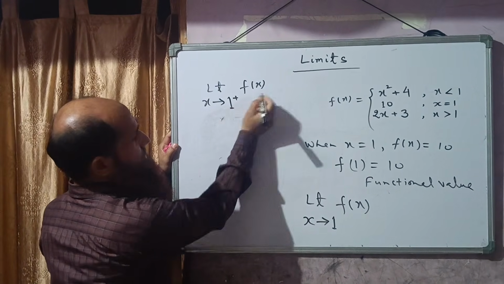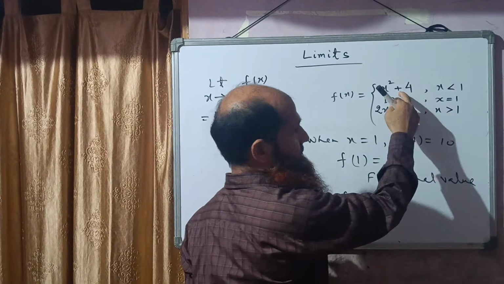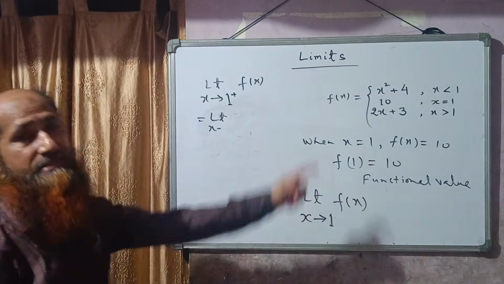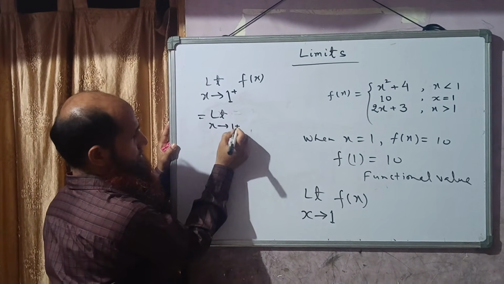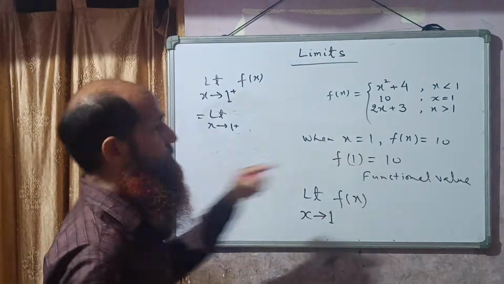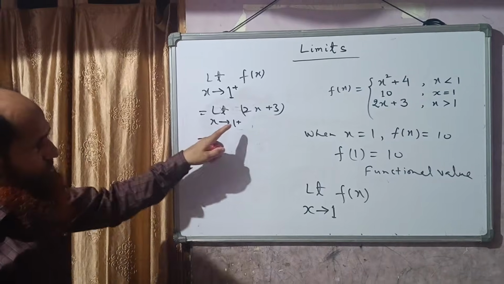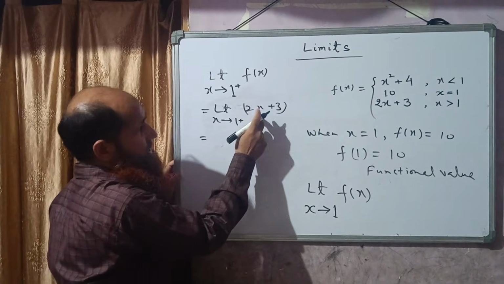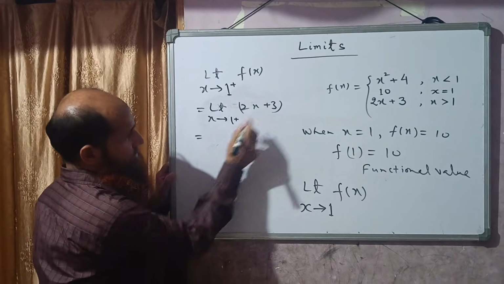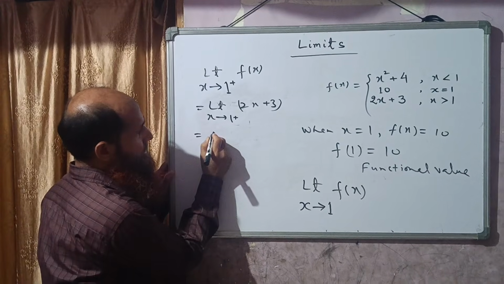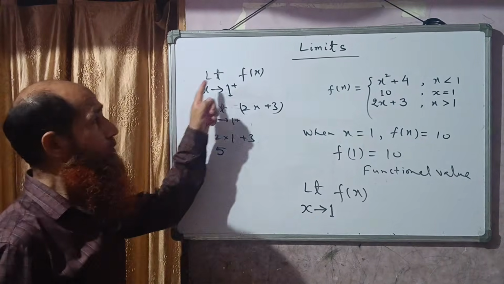So limit x tends to 1 plus f(x) is equal to, from this example, f(x) equal to this function when x is less than 1, this function when x is more than 1, and 10 when x equals 1. So limit x tending to 1 plus f(x) is equal to limit x tending to 1 plus, where x is more than 1, this is the function, so we write 2x plus 3. Now x is very close to 1 but slightly more than 1. Then this f(x), that is 2x plus 3, approaches to whatever value. This is 2 into 1 plus 3, means 2 plus 3, that is equal to 5. So this is our right hand limit. This is called the right hand limit.